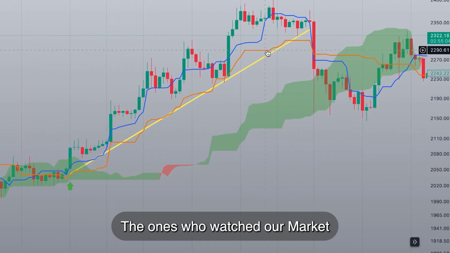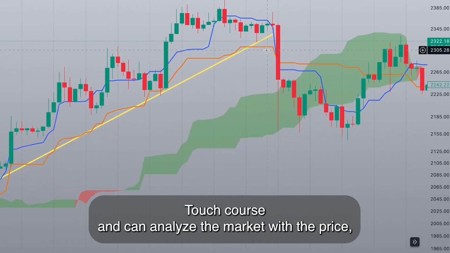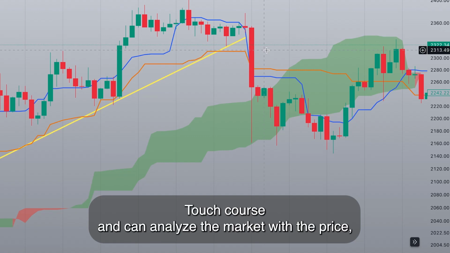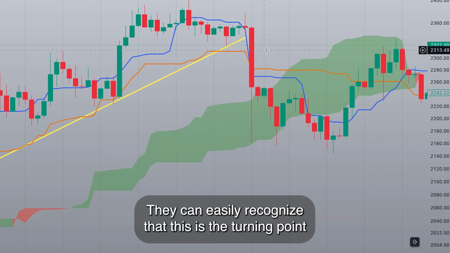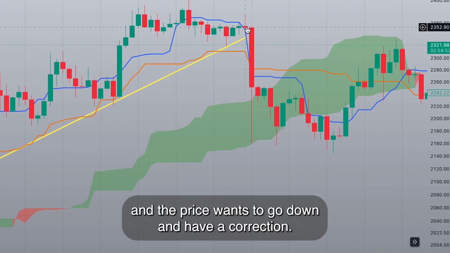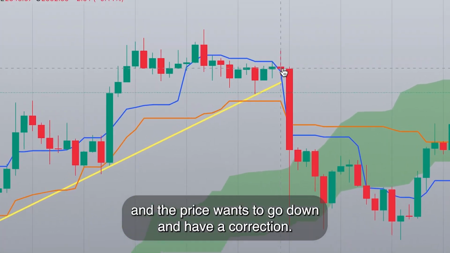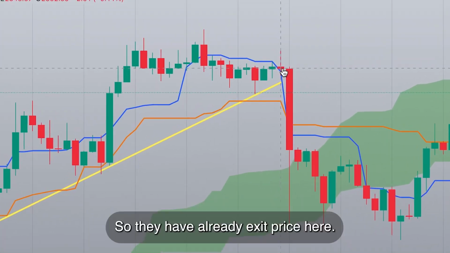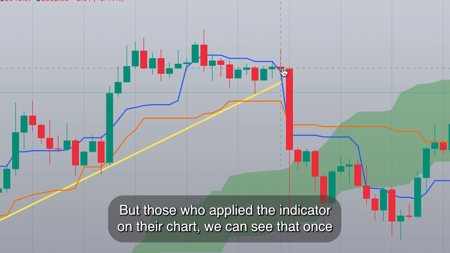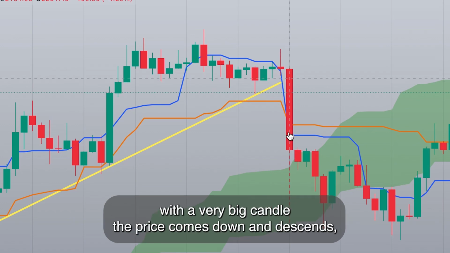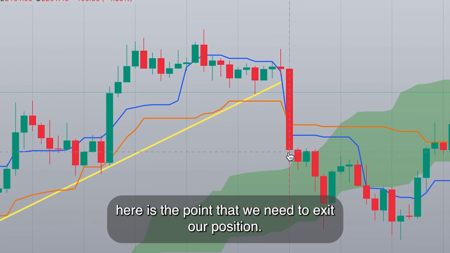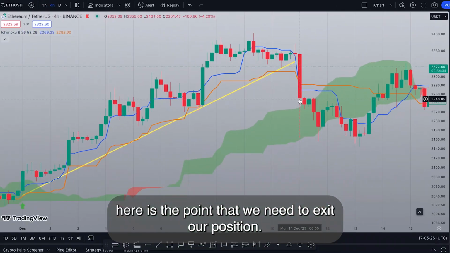The ones who watched our Market Touch course and can analyze the market with the price can easily recognize that this is the turning point and the price wants to go down and have a correction. So they have already exited the position here. But for those who applied the indicator on their chart, we can see that once the price comes down and descends with a very big candle, here is the point that we need to exit our position.